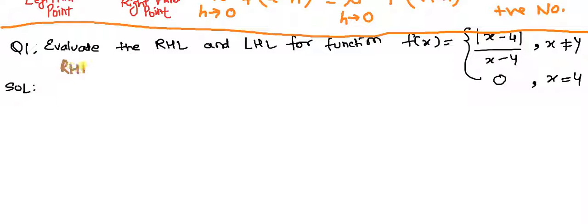First, the right hand limit. What is the right hand limit? Again I will tell you here. If this was the function and this point was a, then this point will be a plus h and this point will be a minus h. So this will be the right hand limit side and this will be the left hand limit side. So we'll be finding the right hand limit.